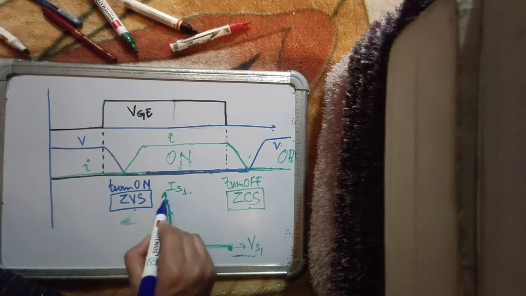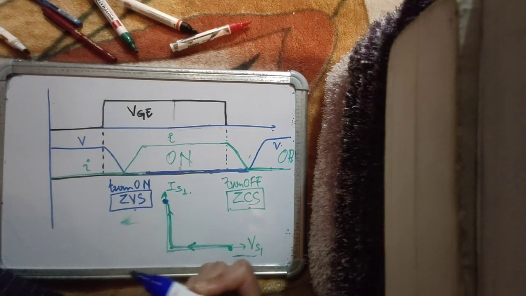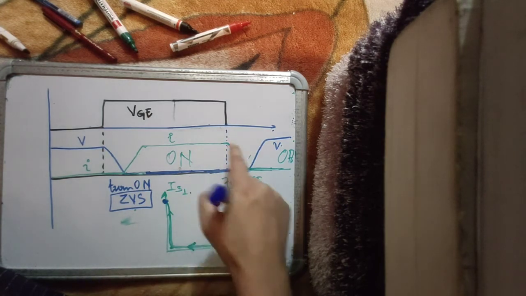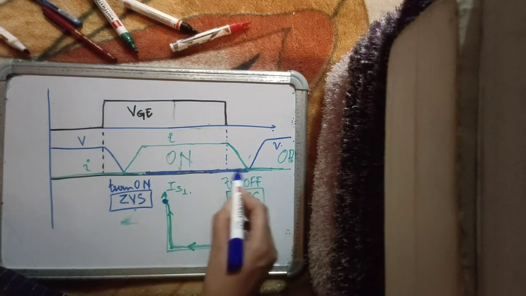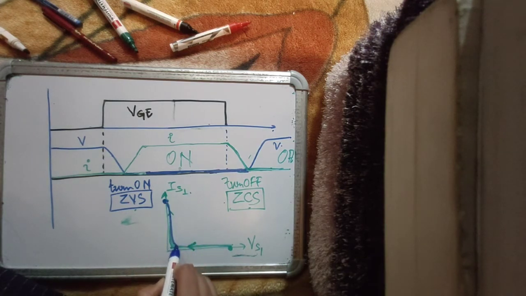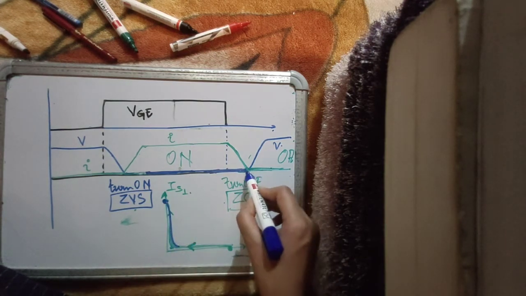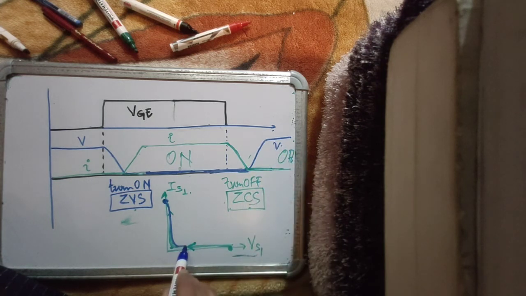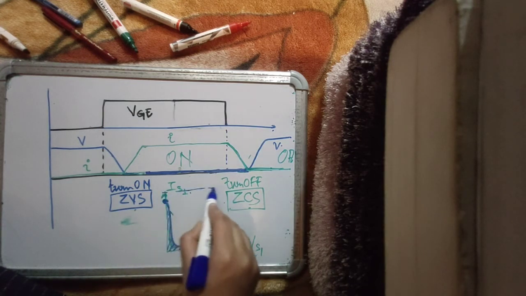And the turn off curve, let's see how that looks. You are on, so you're carrying some current, and now you want to turn it off, which means first the current will fall without any change in voltage, and then the voltage will increase without any change in current. So just see, there is almost negligible area under the curve, so there is negligible switching power loss, and you are well within the safe operating region.